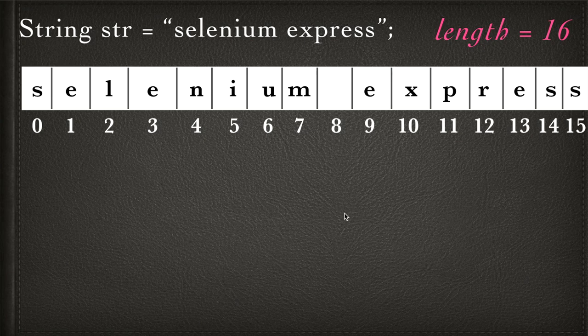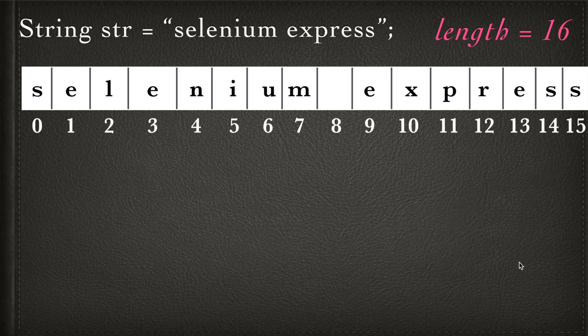Now let's talk about the substring method. Whenever I want a part of this string, let's say I want only Express, or only Selenium, or Selenium Express, I want some part of this original string. At that time I can use the substring method.